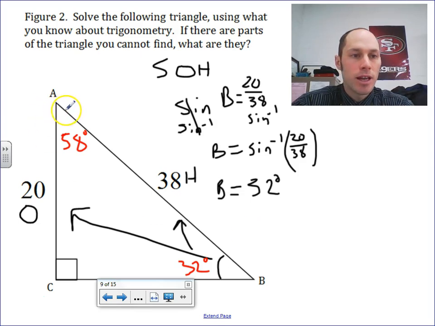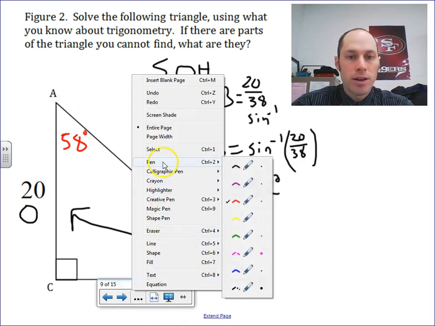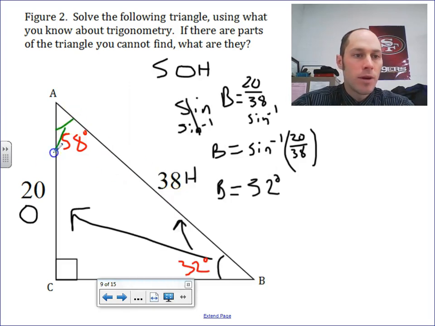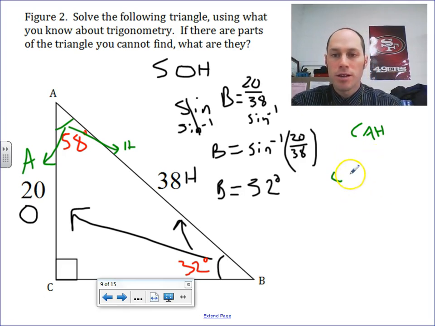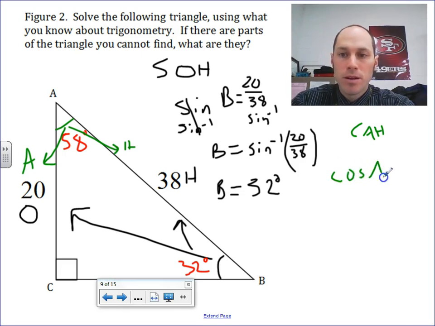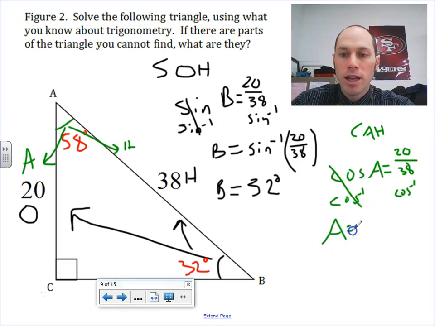So if I'm looking at angle A, I'll get a different pen color here. Angle A, I know my adjacent side and my hypotenuse. So that's going to be SOCA. So cosine of A, I don't know it's 58 yet, equals adjacent 20 over hypotenuse 38. So in order to get A by itself, I do the cosine inverse. So cosine inverse of 20 over 38 should give me A.